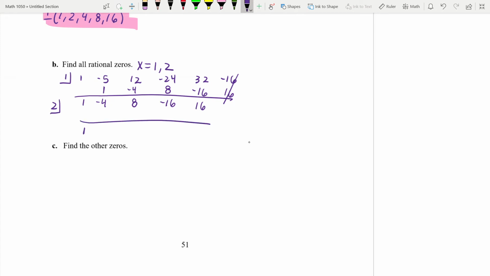1 comes down. 1 times 2 is 2. -4 plus 2 is a -2. A -2 times 2 is a -4. 8 minus 4 is 4.